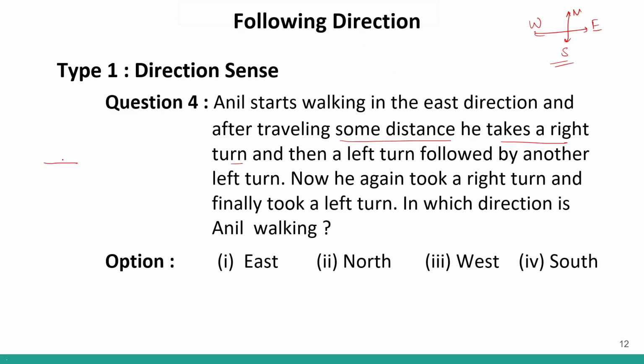So he starts walking towards east, right? And then after traveling some distance, he takes a right turn. So right turn will be here, right? Then he took a left turn. So left turn would be this side, followed by another left turn. So another left will be this side, right? Now he again took a right turn. So again he took a right turn this side, and finally took a left turn. So left turn will be this side. So we have to find in which direction Anil is walking. So Anil is clearly walking towards the north. So the answer will be option number 2, north.